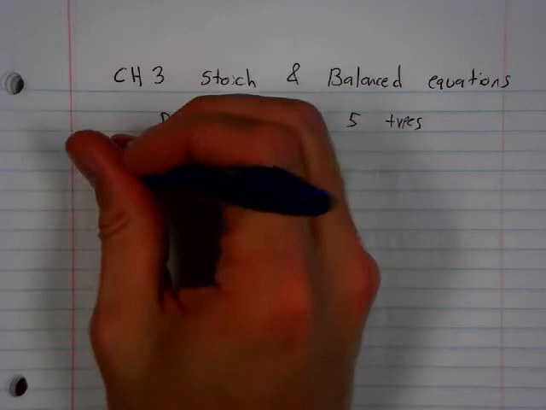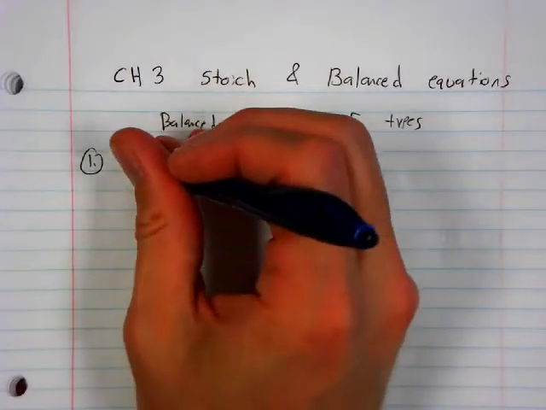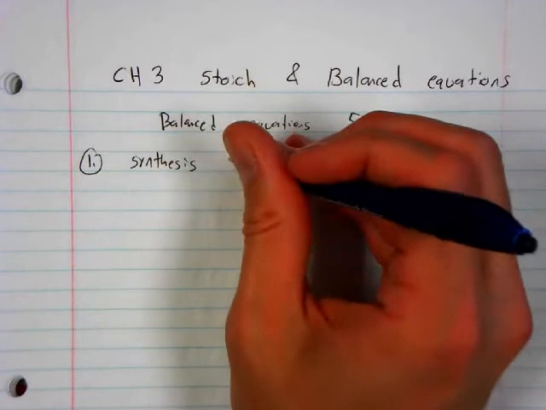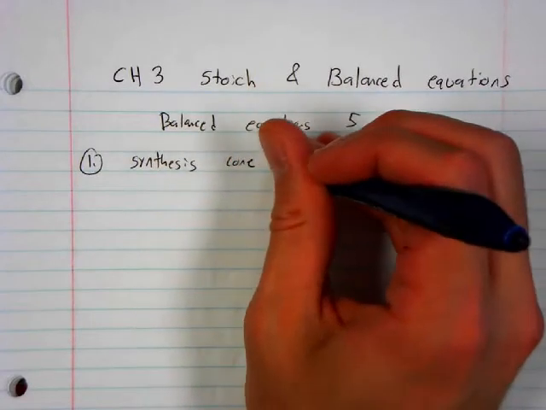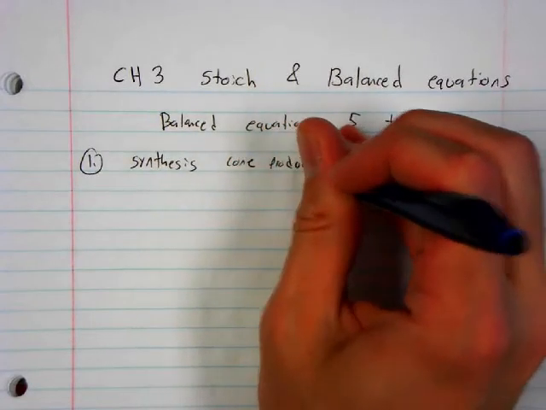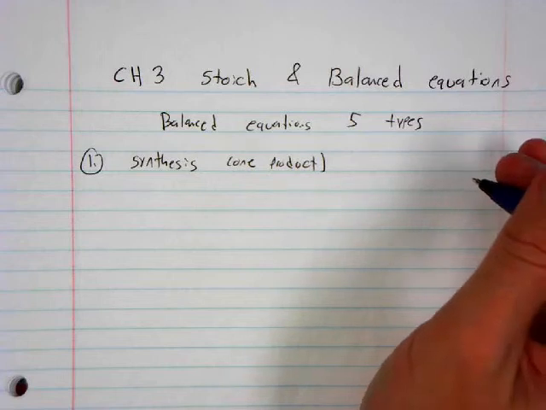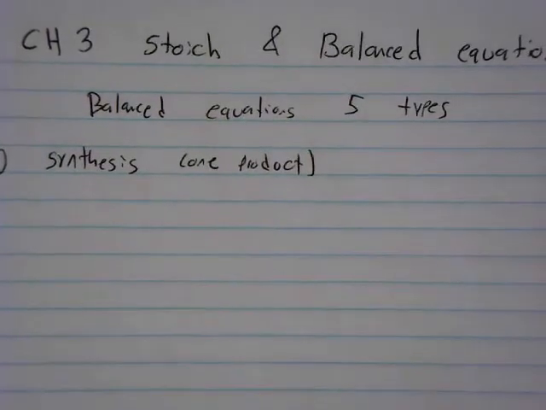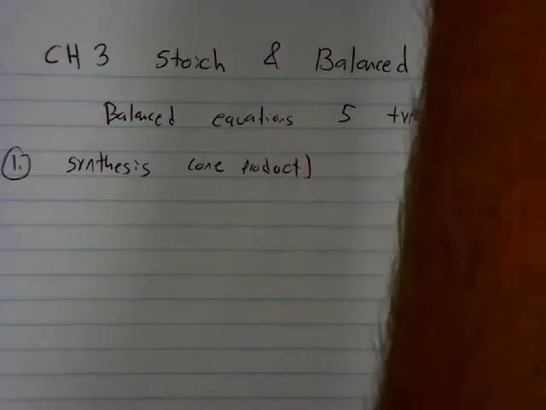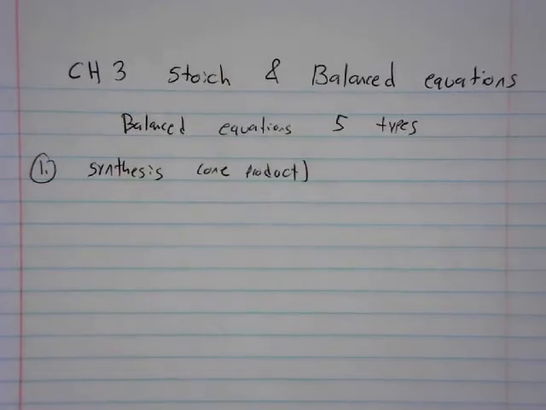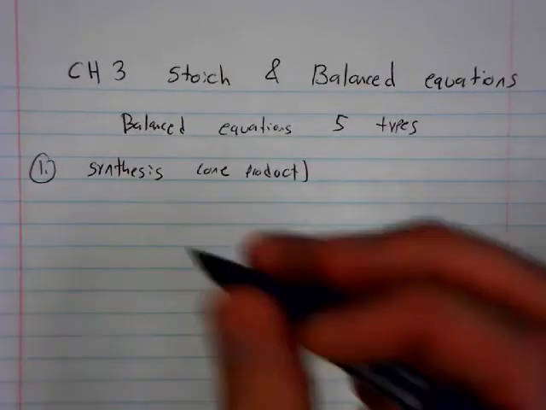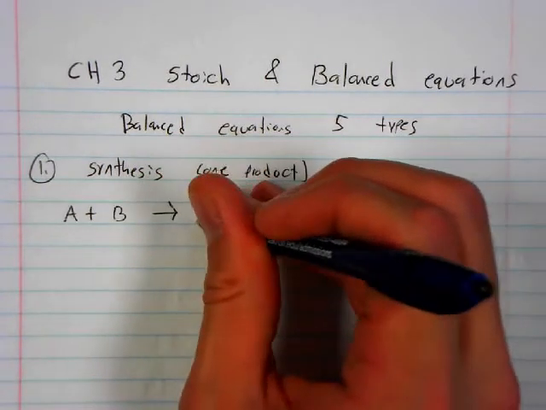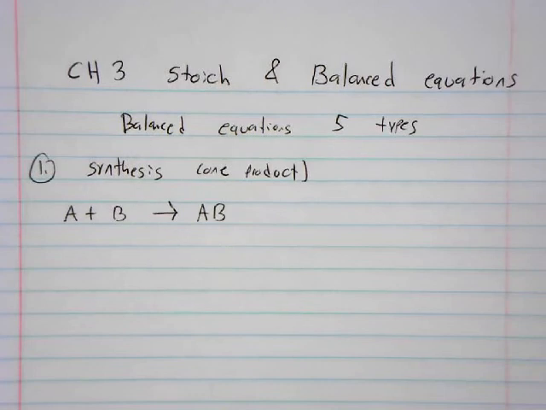The first type is synthesis. Whenever it is a synthesis equation, there is just one product. So it's two things together making one. That's one product, in parentheses, just to let you know. So the general form would be A plus B yields AB.